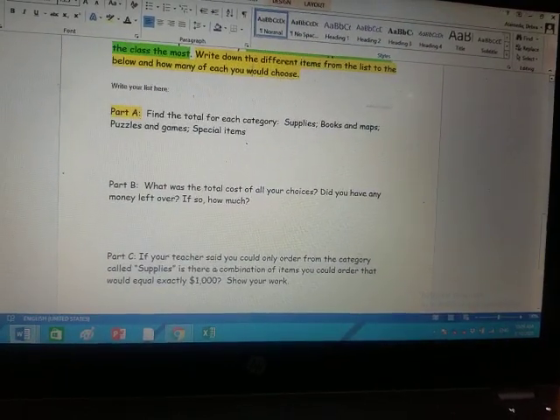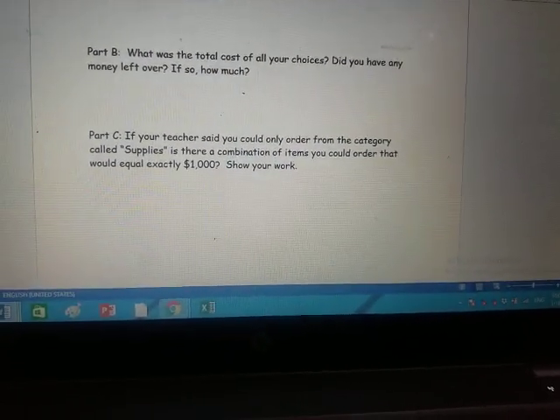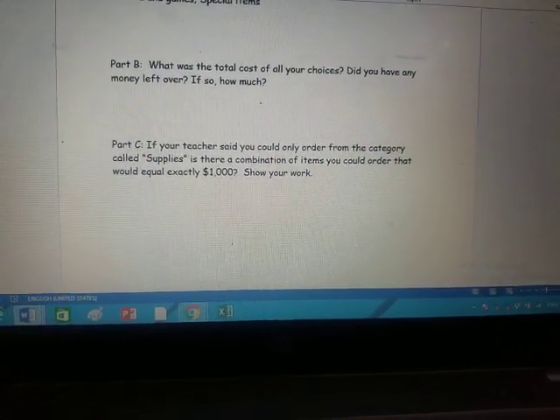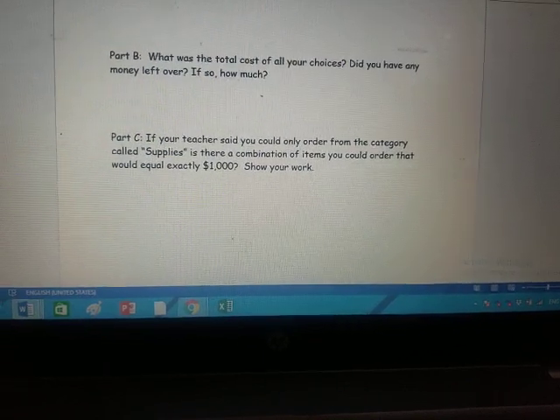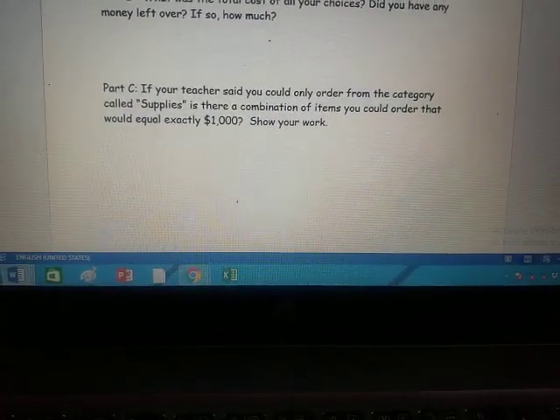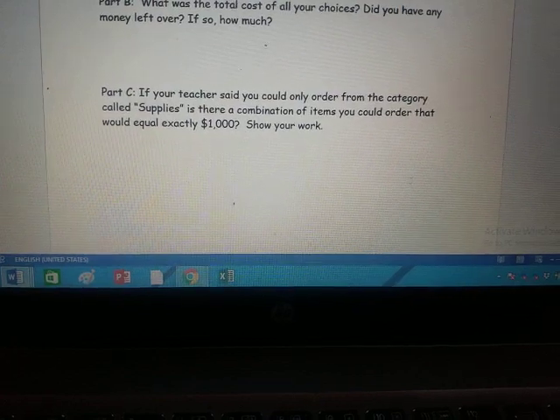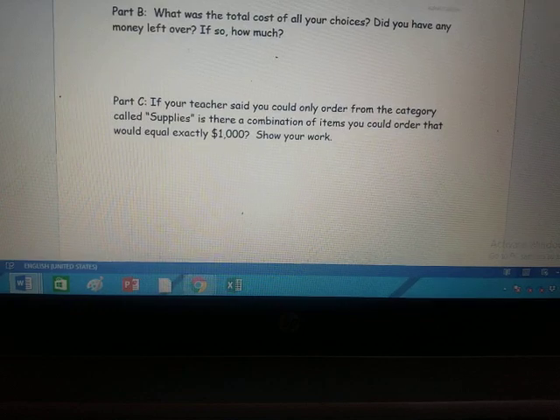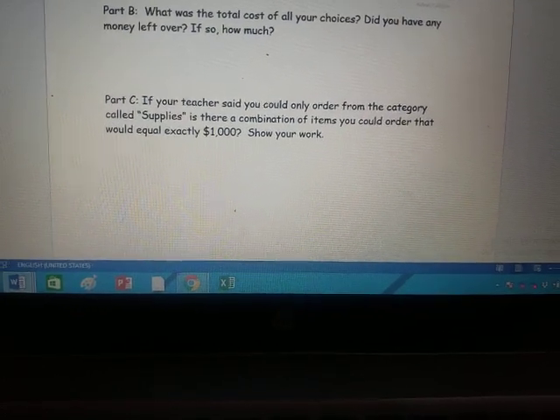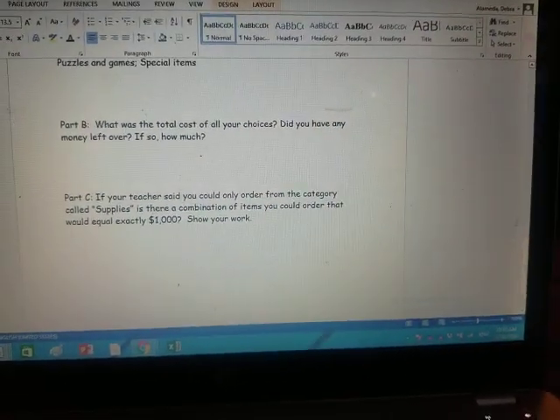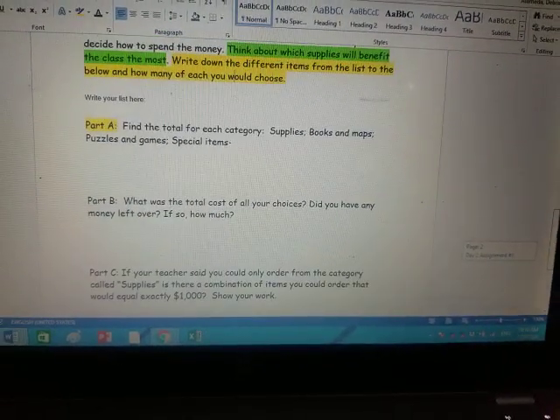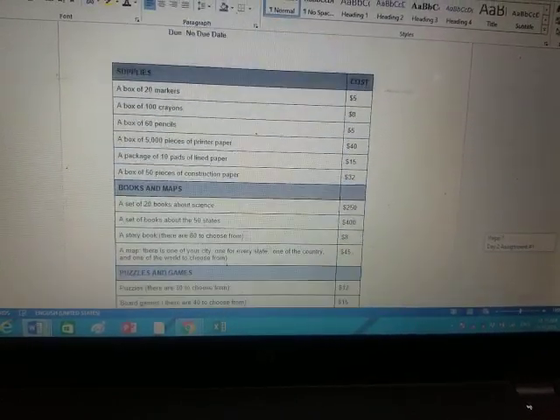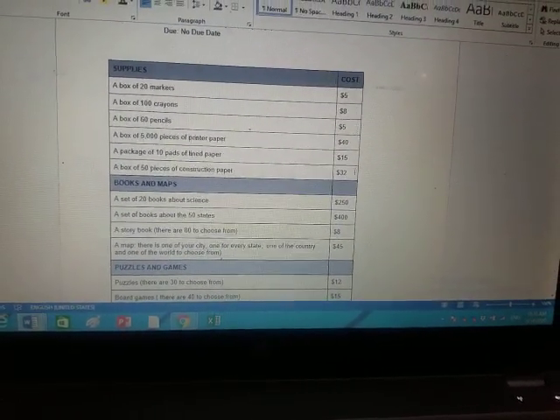And then part C. I know that in one of my YouTube videos, Bruna, hi Bruna, you asked me to go over part C. So I'm going to go over that for you right now. If your teacher said you only could order from the category called supplies, is there a combination of items you could order that will equal exactly $1,000? So let's go back up to the chart. We're only looking at the part that says supplies. So we're only looking at this right here.